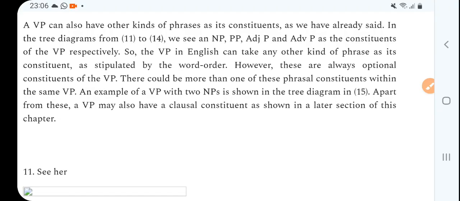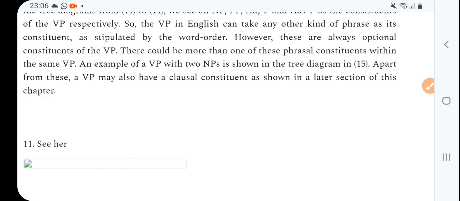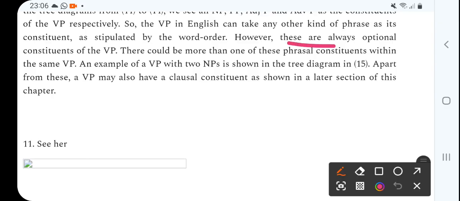Other constituents means prepositional phrase, adjective phrase, adverb phrase, etc. In the tree diagrams 11 to 14, we see noun phrase, prepositional phrase, adjective phrase, and adverb phrase as constituents of VP respectively. So the VP in English can take any other kind of phrase as its constituents, as stipulated by word order. However, these are always optional constituents of VP: the prepositional phrase, adjective phrase, and adverb phrase are optional.